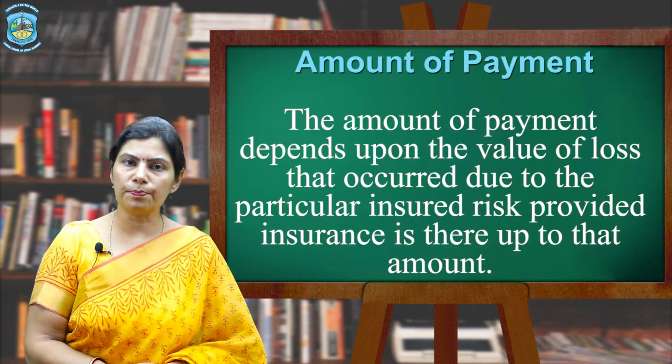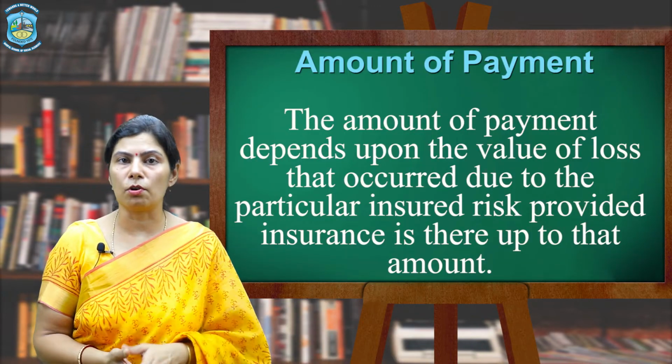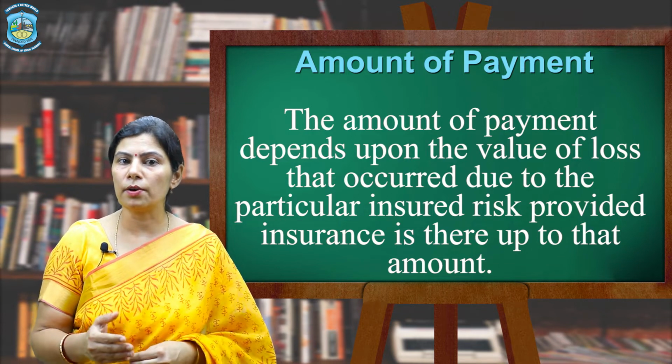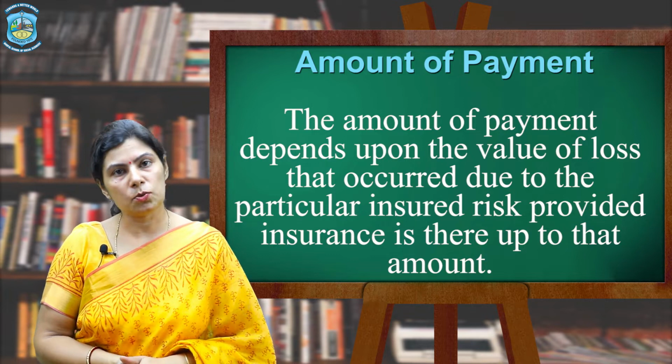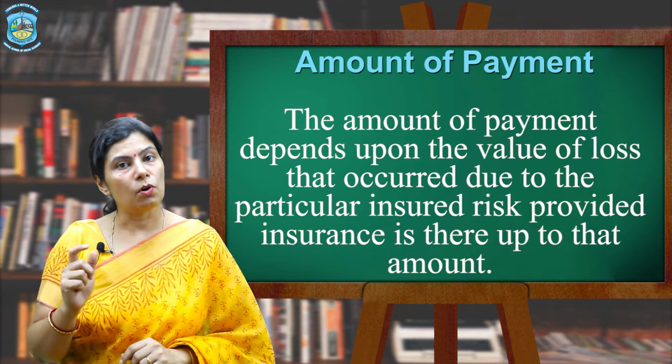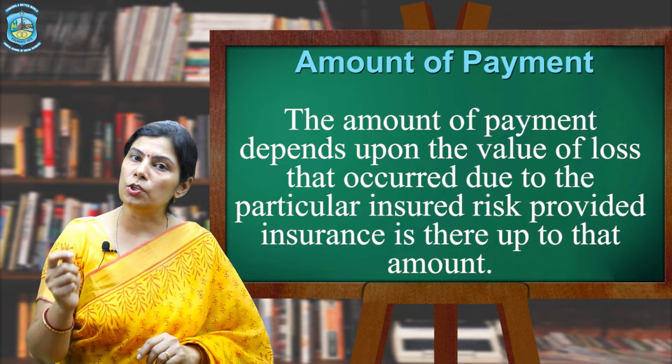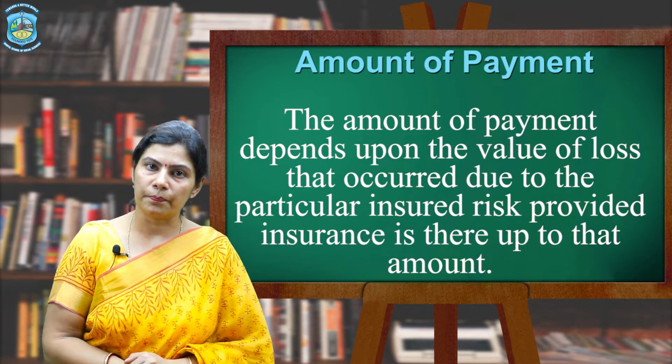The next feature of insurance is the amount of payment. The amount of payment depends upon the value of loss that occurred due to the particular insured risk, provided insurance is there up to that amount. This means that the amount of loss or the amount of sum assured, whichever is less, will be paid to the insured in case he suffers the loss. In this case also, life insurance is an exception. So whatever sum assured is there in case of life insurance, it will be paid in whole to the nominees or to the family of the insured.